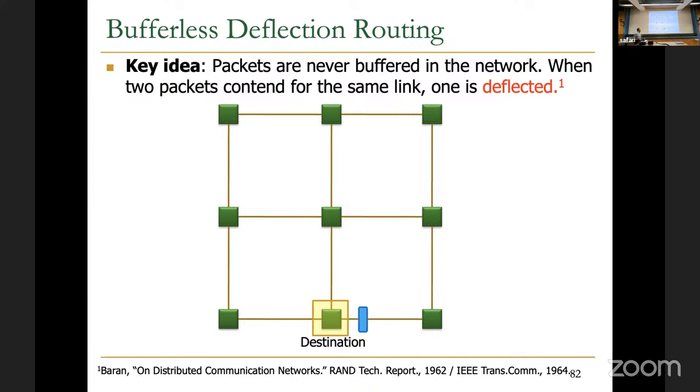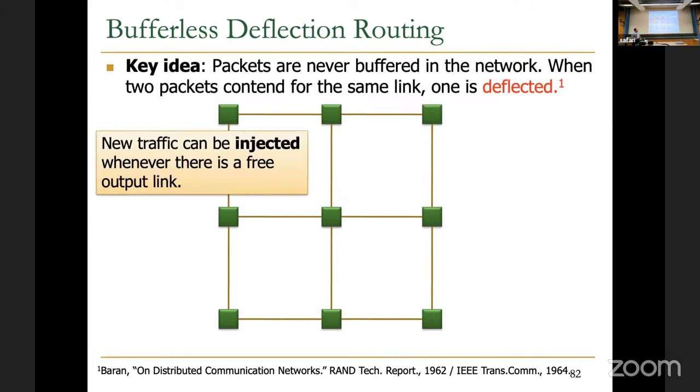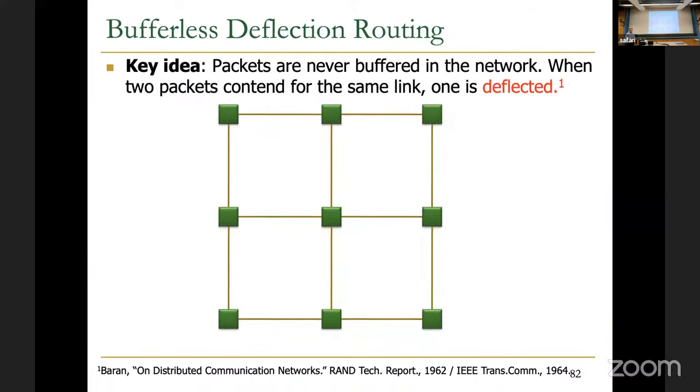So the idea is that hopefully by deflecting this blue packet, we get some time, right? And when it arrives at the destination, it's also free. You can also consider this deflection as buffering again, but you don't really buffer in the router. You buffer in different nodes, in different time windows, over several consecutive cycles. So deflection is also conceptually similar to buffering, but for several cycles, let's say. New traffic can be injected whenever there is a free output link. And that's basically the only consideration here.